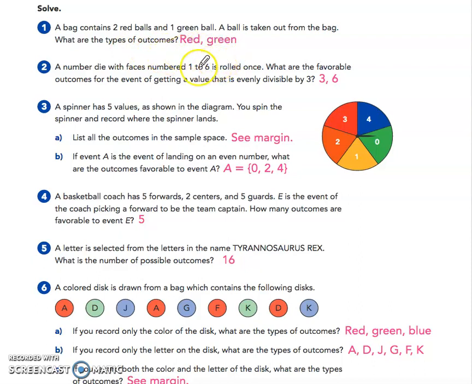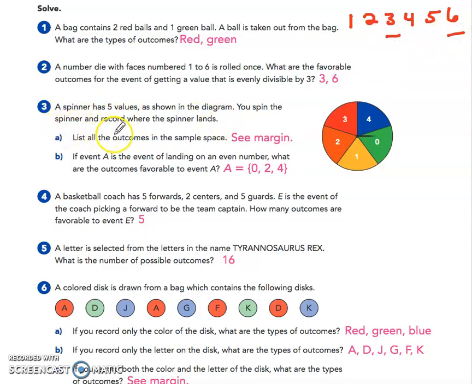Number two, a number die with faces numbered 1 to 6 is rolled. What are the favorable outcomes for the event of getting a value that is evenly divisible by 2? So from the numbers 1 through 6, if I write them all out, so 1, 2, 3, 4, 5, 6, there are only two numbers that are divisible by 3, meaning there's only two numbers that 3 will go into evenly, and that's 3 and 6.